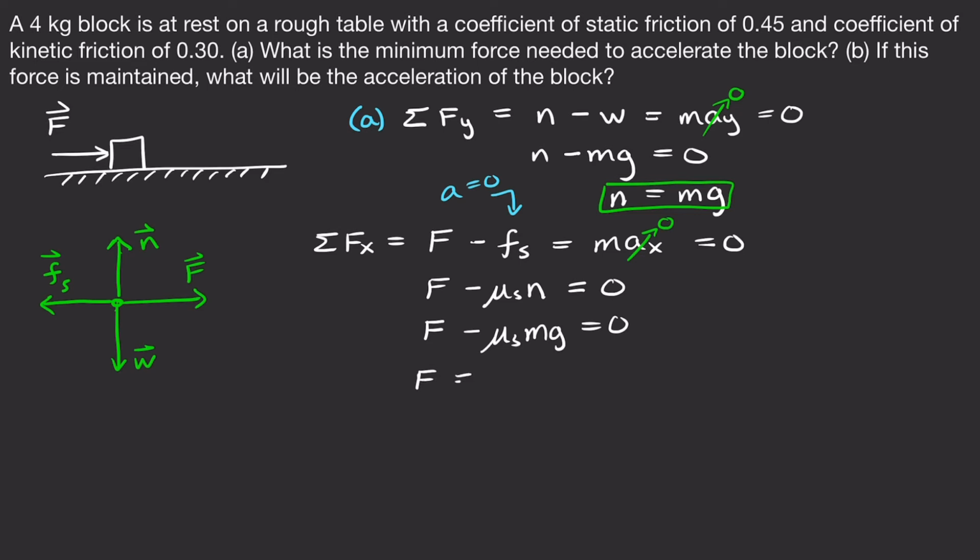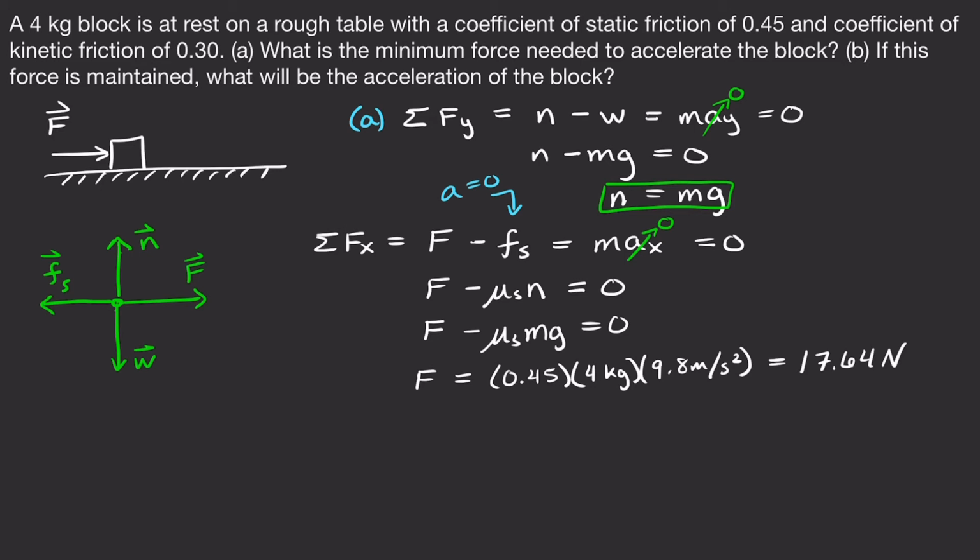And this minimum force needed, I just move this to the other side, and I get 0.45 for my coefficient of static friction times 4 kilograms of the block times 9.8 meters per second squared. And this gives me a force of 17.64 newtons. Okay?